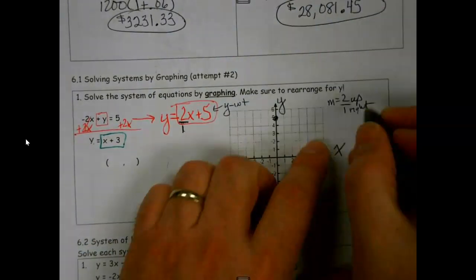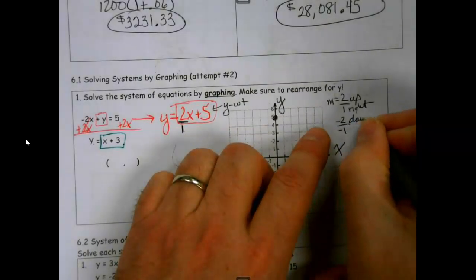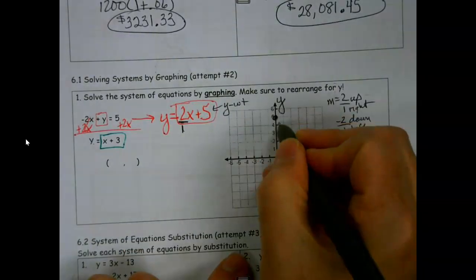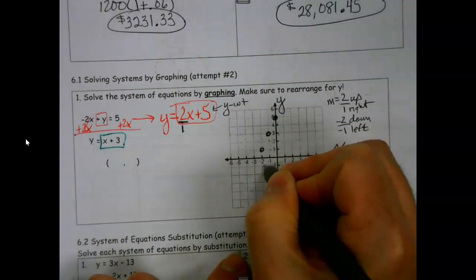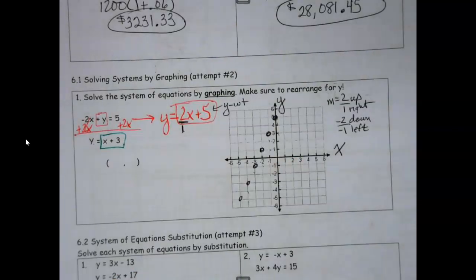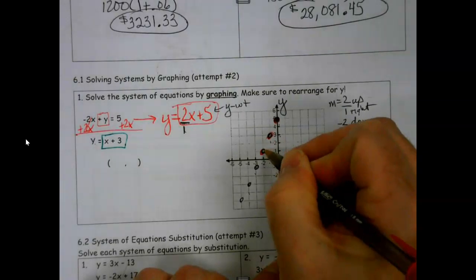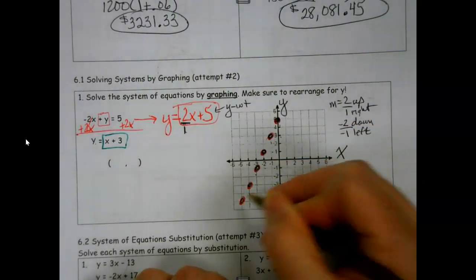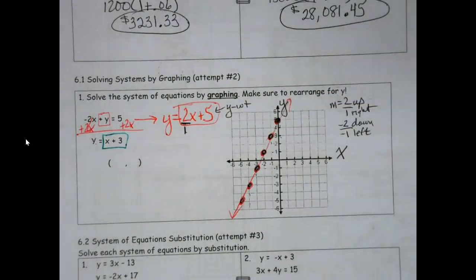Remember, I can change both of them and end up on the same line. So I can go down 2 and left 1. Down 2 and left 1. And I'm going to go a little crazier with the dots this time, even though I wish I was doing red. I'm going to. Just a minute here. Because I'm looking for where they cross exactly.